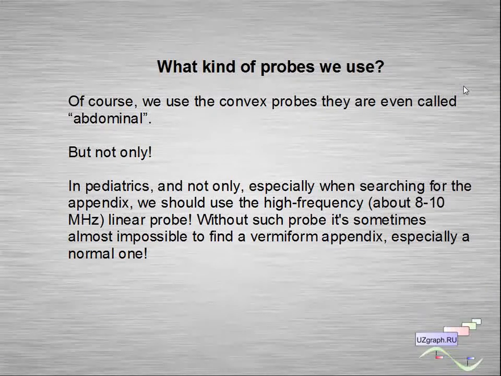What kind of probes do we use? Of course, we use convex probes, which are even called abdominal probes, but not only in pediatrics. Especially when searching for the appendix, especially a normal appendix, we use high frequency linear probes with a frequency of about 8 to 10 MHz. Without such a probe, it's sometimes almost impossible to find a normal appendix.